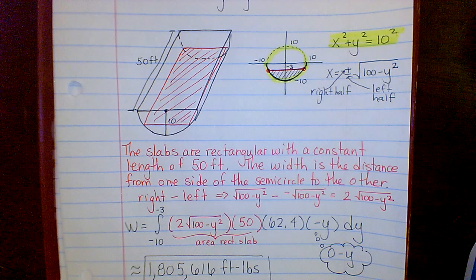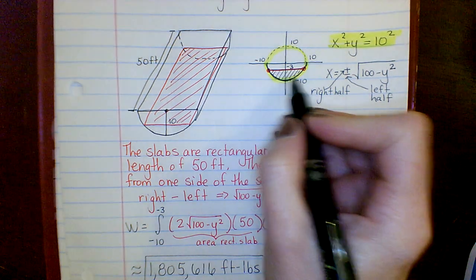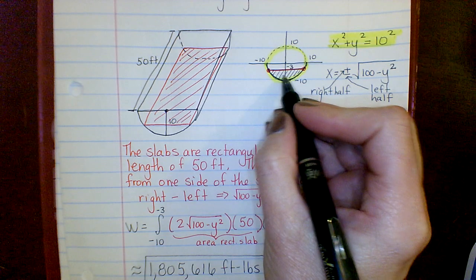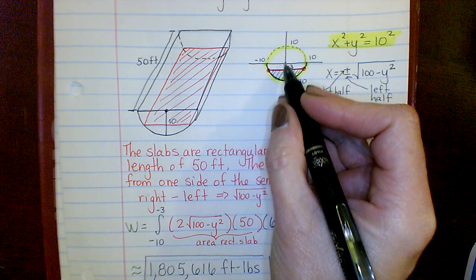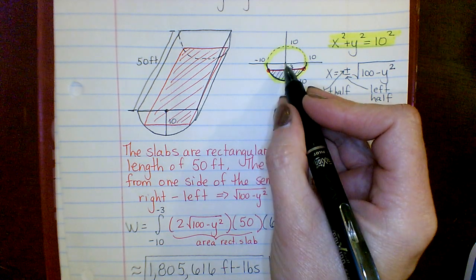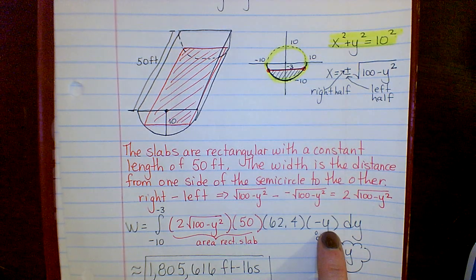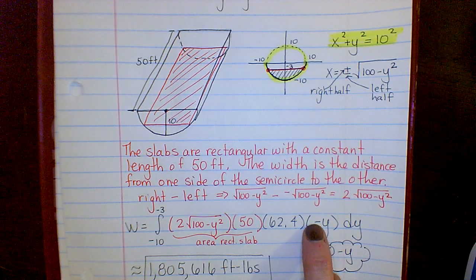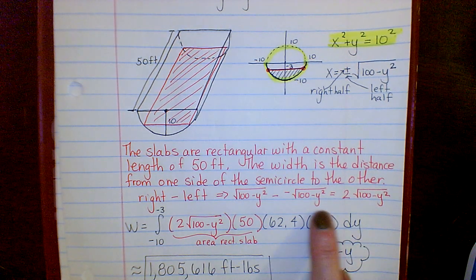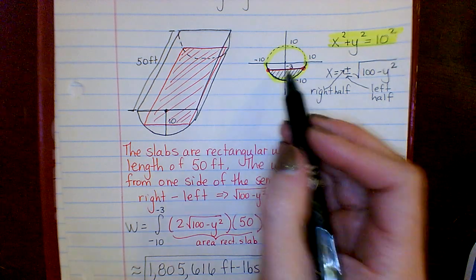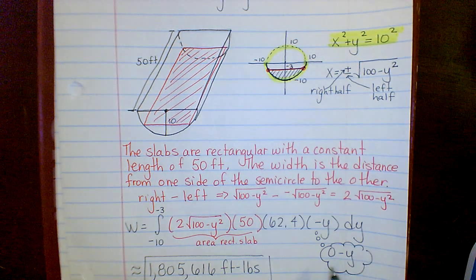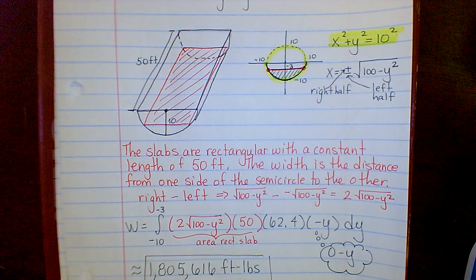Now check it out. If you have a slab down here, let's say that you've got a slab at, say, -6. How far does it have to travel? Well, it's got to travel 6 feet. So if it's at -6, that 0 minus -6 means it traveled 6 feet. So you can see how that kind of works out there. But that does come from the level that you're pumping it to minus that y value, that upper minus lower business.